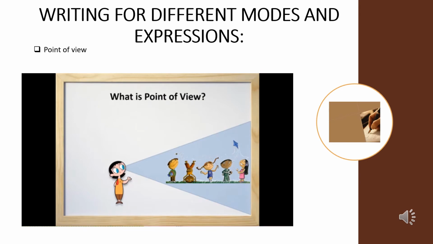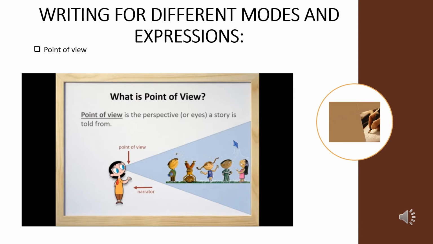So what is point of view? Point of view is the perspective or eyes a story is told from. So for example, here's our narrator. The narrator is the person who tells the story. The area shown in blue is the narrator's point of view. The point of view includes everything that the narrator sees from the angle of her eyes.